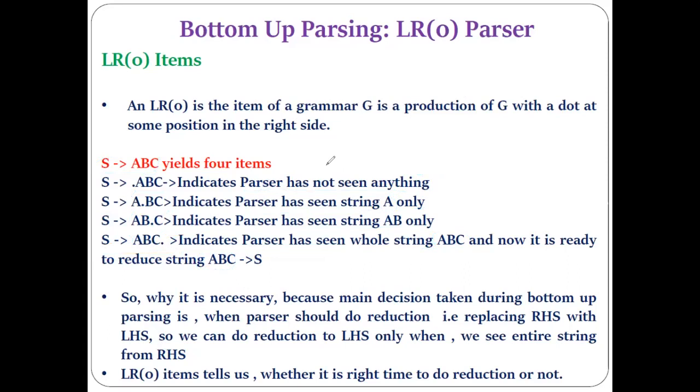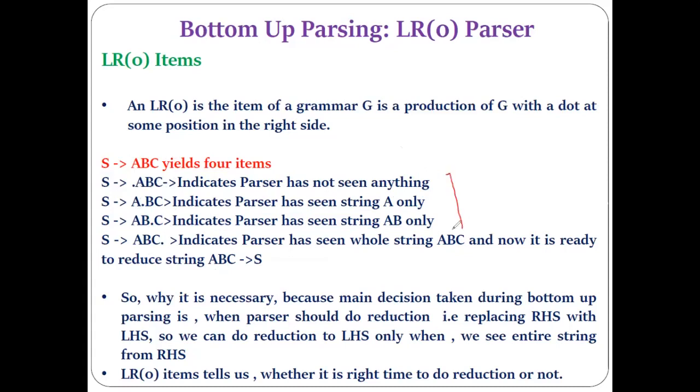Now, the first thing you need to understand is what exactly the item is. So, item is nothing but what? If there is a dot at some position in the right hand side of the grammar, that particular grammar is called a grammar with the LR0 items. Now, what is the meaning of this dot at different positions?